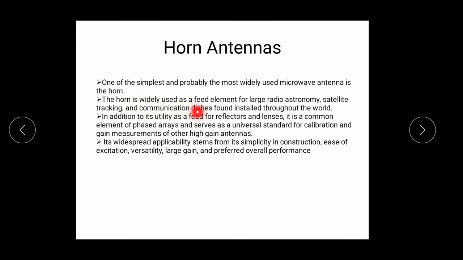Horn antenna is widely used as a feed element for large radio astronomy, satellite tracking, and communication dishes found installed throughout the world. In addition to its utility as a feed for reflectors and lenses, it is a common element of the phased array and serves as a universal standard for calibration and gain measurement of other high gain antennas. Its widespread applicability stems from its simplicity in construction, ease of installation, versatility, large gains, and overall performance.